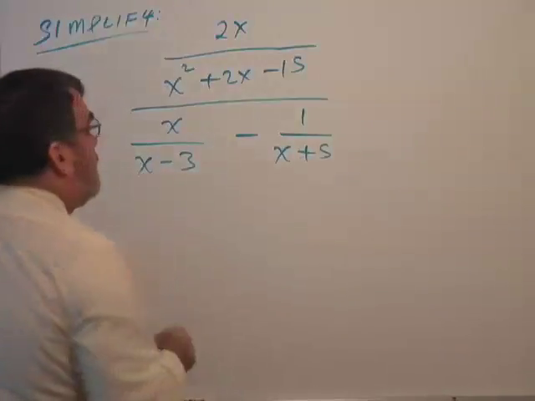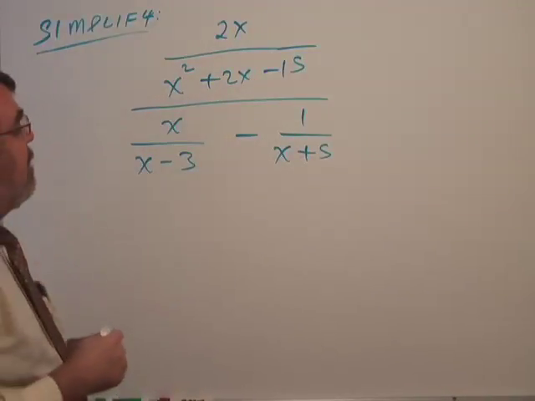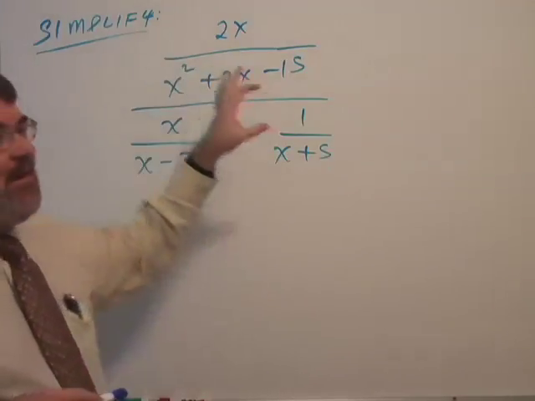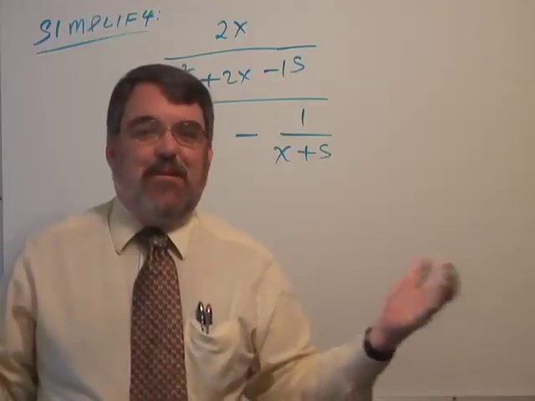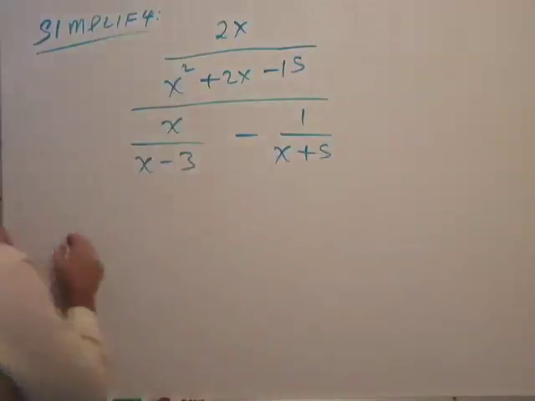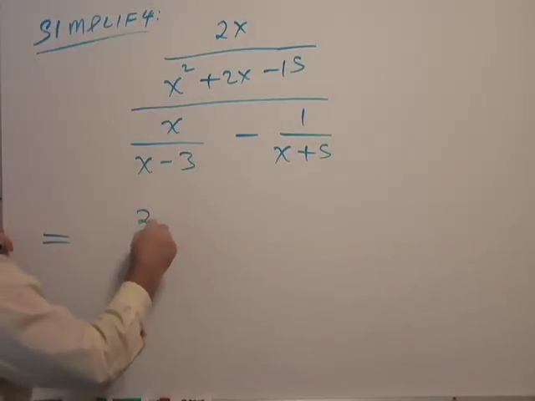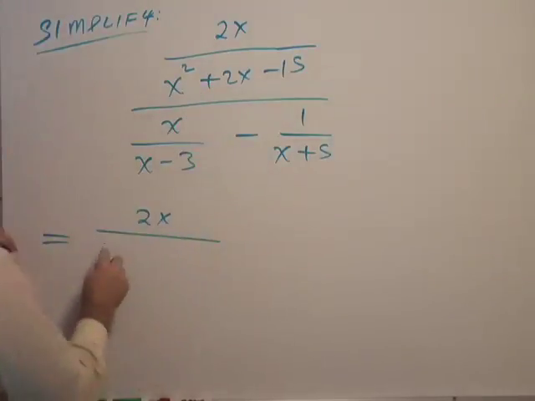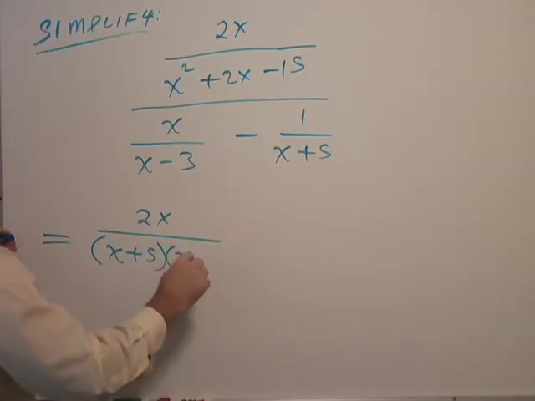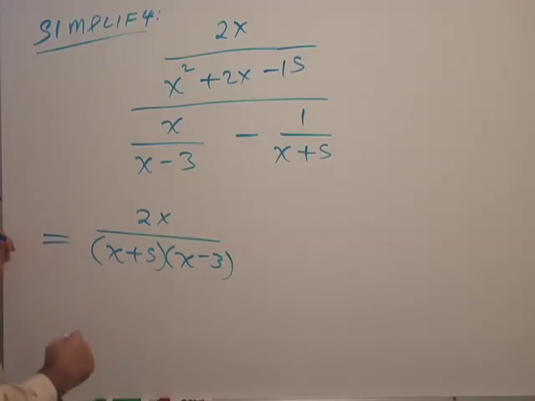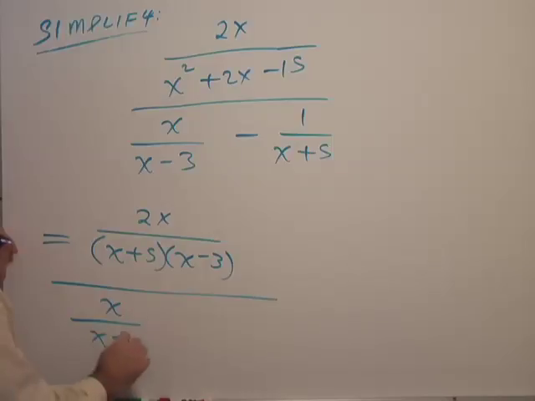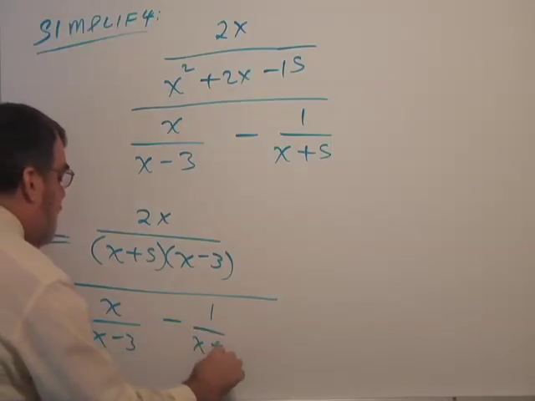So I would start this way. Whenever you have denominators, generally speaking, you factor denominators before you do anything else. And we can factor this denominator. So this becomes, it's going to take up a lot of space, isn't it? 2x over x plus 5 times x minus 3. Yep, that's right. And then down below I have x over x minus 3 minus 1 over x plus 5. Okay.